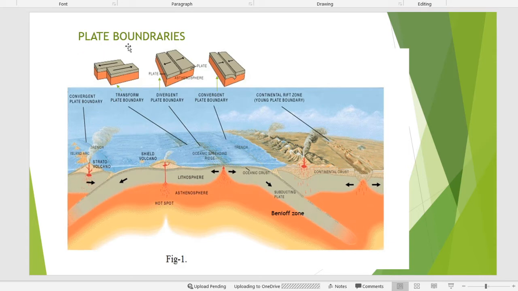Coming to the third type, this is the transform plate boundary. Here, two plates just slip or slide with each other without leading to any construction or destruction of plate. This type of boundary is called the transform plate boundary. And here we can see there is a line which represents the transform plate boundary. So in this picture we can understand where there are possibilities for occurrence of all these three types of boundaries.